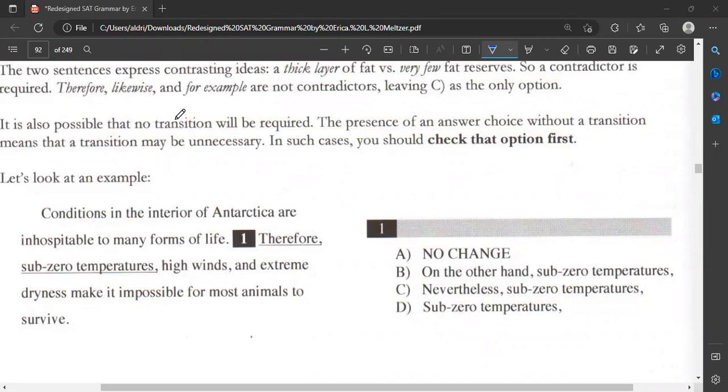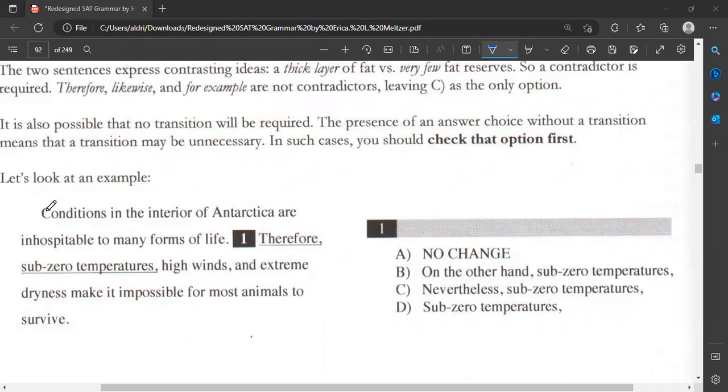B is not wrong, but let's put it this way: B and D are both correct. Yes, Jaden, that's correct. The use of therefore is not needed. So B and D are correct. Oh, actually, no. I was going to say B and D are correct, and D is correct because it's shorter. Shorter is better, but no. Actually, B and C are contradictors.